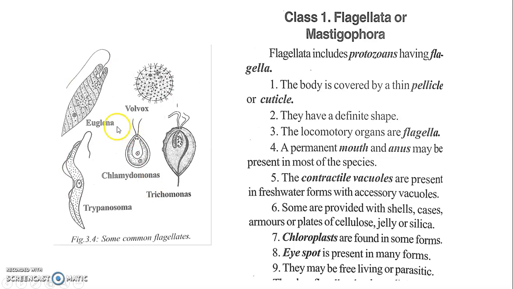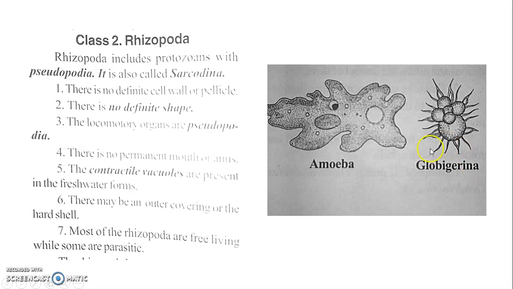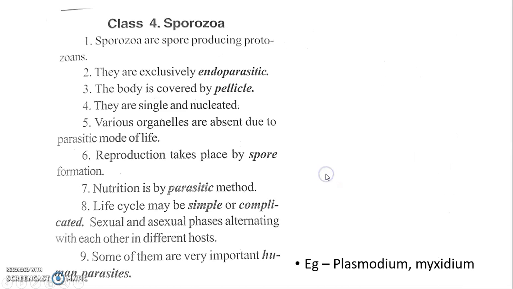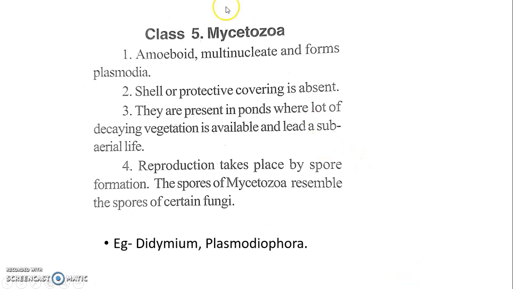Examples: Euglena, Volvox, Chlamydomonas, Trypanosoma, Trichomonas are in class Flagellata. In class Rhizopoda, Amoeba and Globigerina. In class Ciliophora, Balantidium, Paramecium, Vorticella, Nyctotherus. Class Sporozoa has Plasmodium and Myxidium. Then Mycetozoa, Didymium and Plasmodiophora. These are the examples. Okay, that's it.